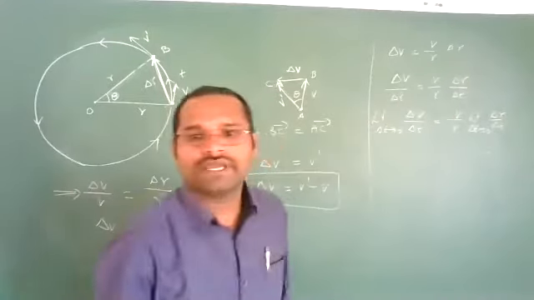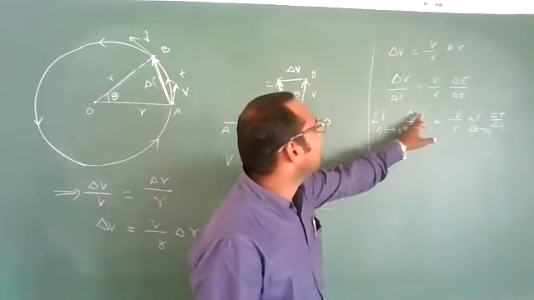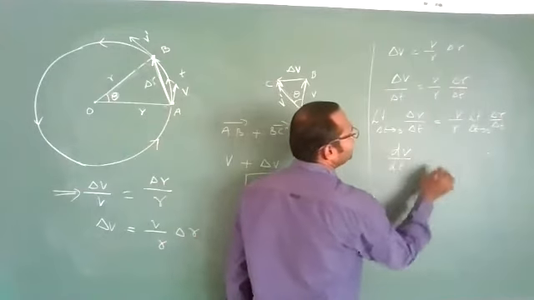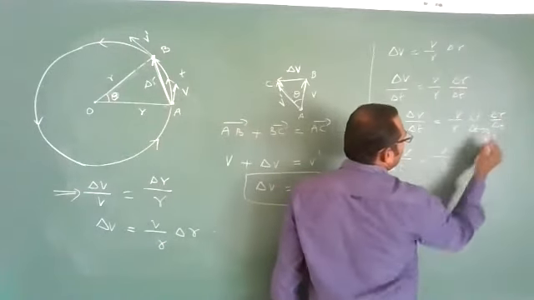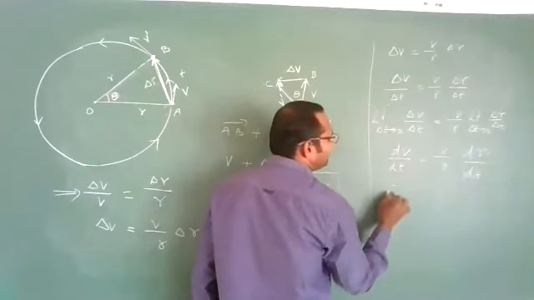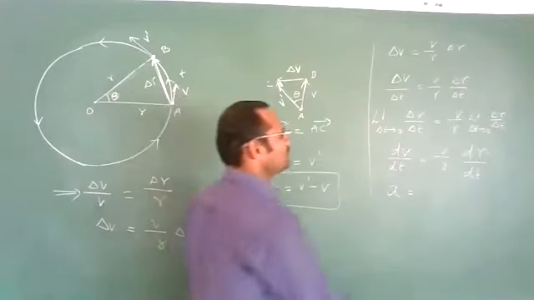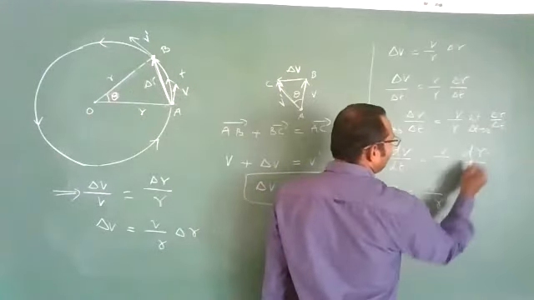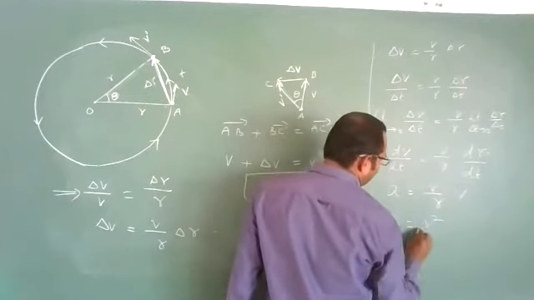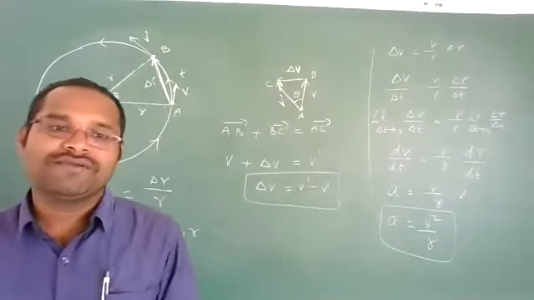Whenever we have a limiting value, delta V by delta T becomes dV by dt, a small change in velocity, and delta R by delta T becomes dR by dt. We know dV by dt is nothing but acceleration, and dR by dt is nothing but velocity. So acceleration can be written as V square by R. Yes, see, we have got the result: acceleration is V square by R.